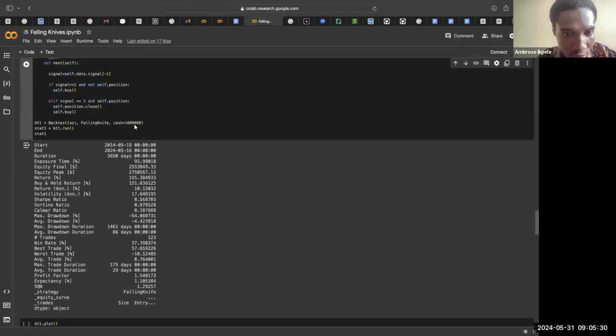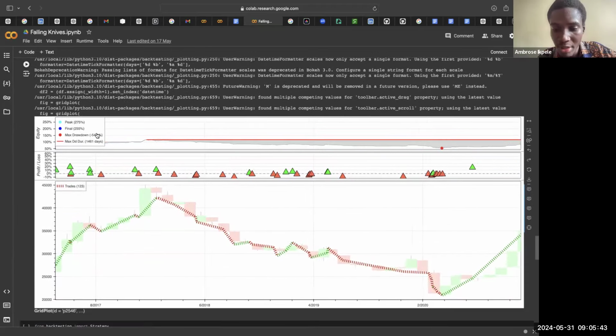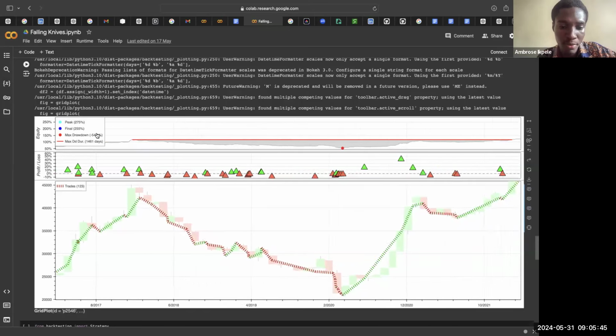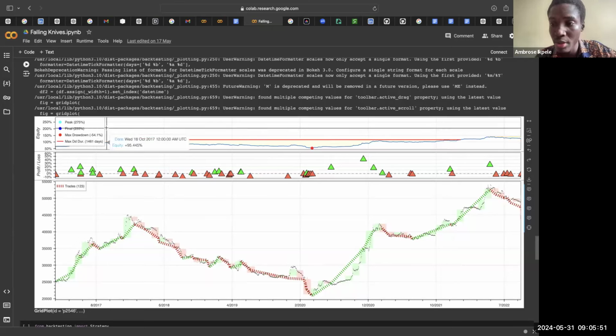Say a cash of 1 million naira in this case was given to the strategy, and the falling knife strategy was applied to that. And this is the chart, but this would not be the only thing I would be trying. I would also try some other suggestions from the document sent by Yosef.